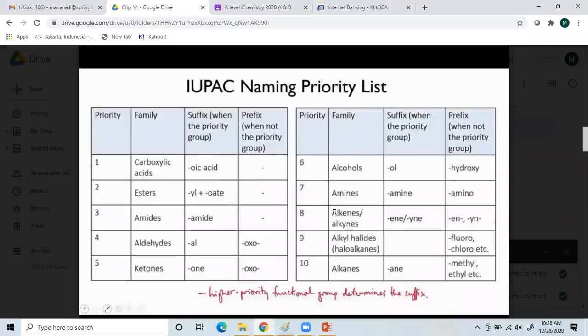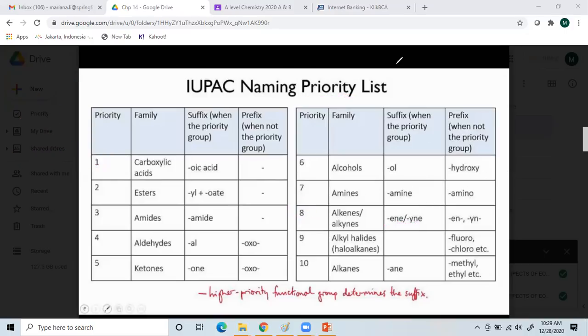Okay, this is the IUPAC naming priority list. So let's say later on I have a compound that has two functional groups. The first functional group is carboxylic acid. The second one is alkene. How to give the name? If you have this compound, please see the priority. The priority would be carboxylic acid. This is the highest priority. So this would be carbon number one, this carbon number two, this carbon number three. You can see that the alkene here has less priority compared to carboxylic acid. Later we will learn examples of how to give names if there are two or more functional groups inside the molecule.